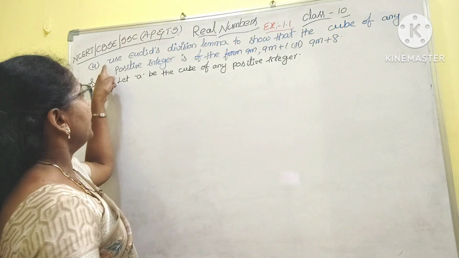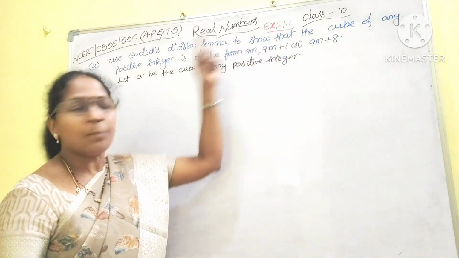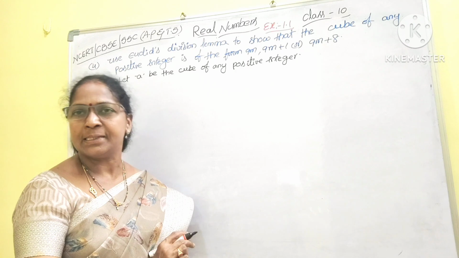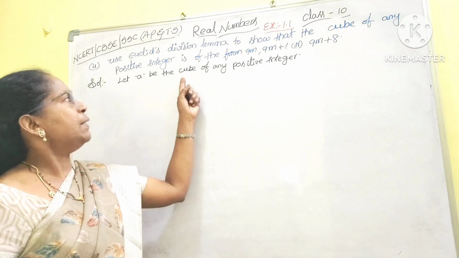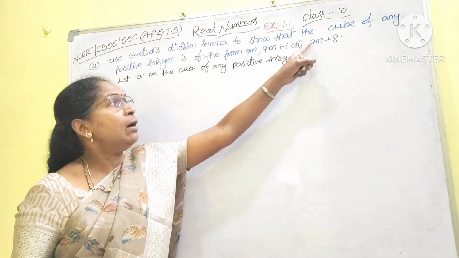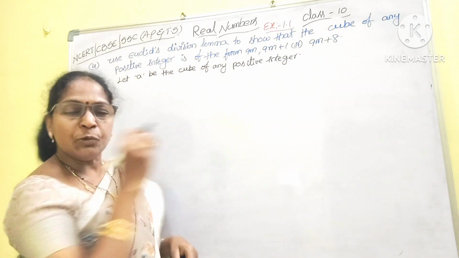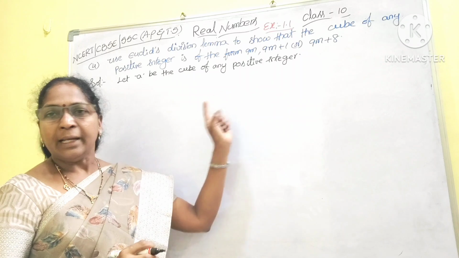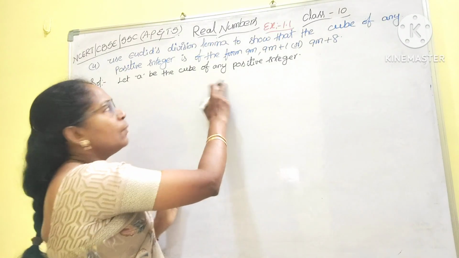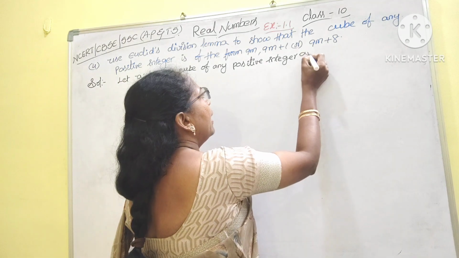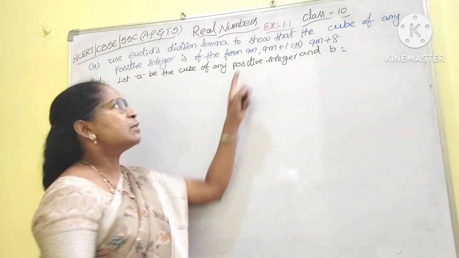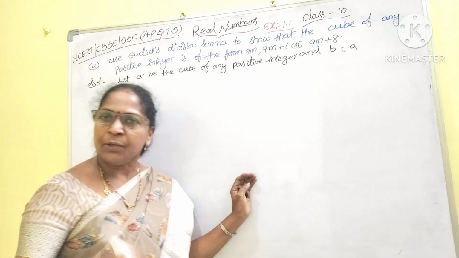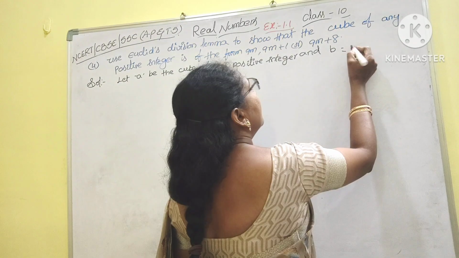Next question: use Euclid's division lemma to show that the cube of any positive integer is of the form 9m, 9m plus 1 or 9m plus 8. Now here, same. Let A be the cube of any positive integer. In place of B, whatever value is given, that you have to consider as B, where B equals 9. Once you know the A and B values, now apply that.